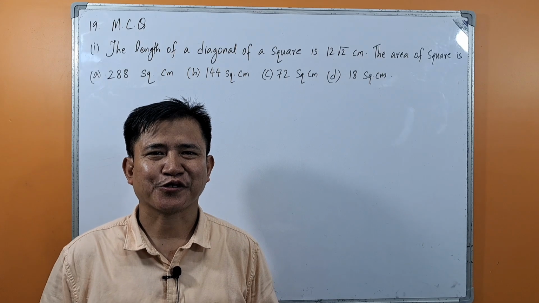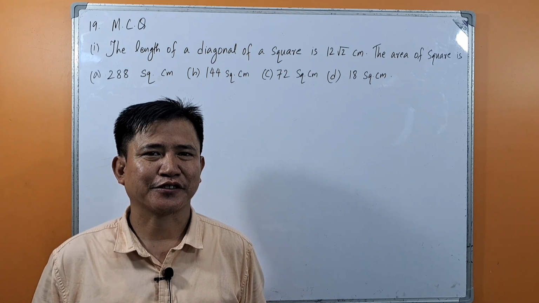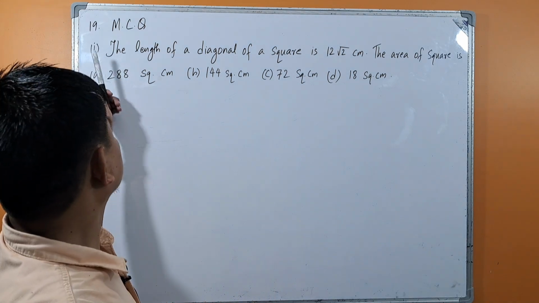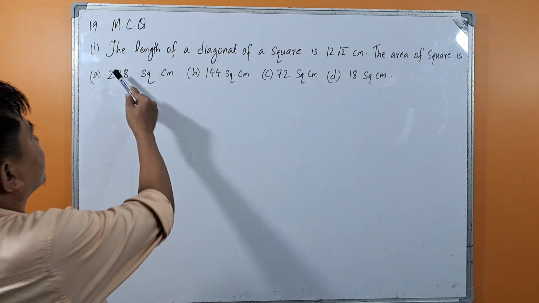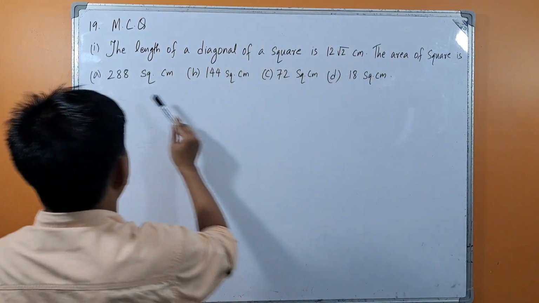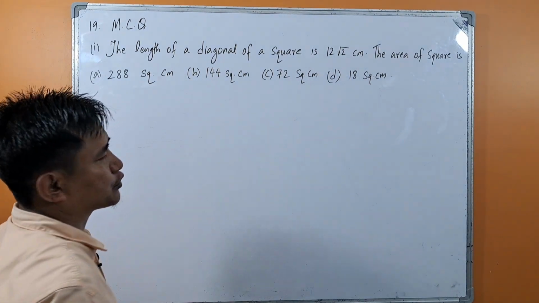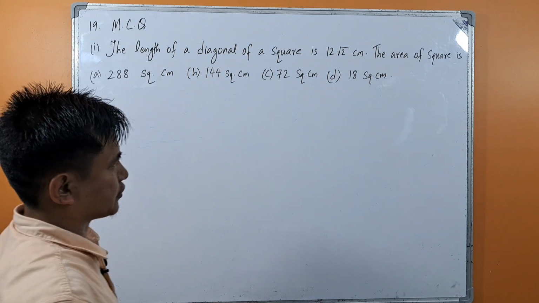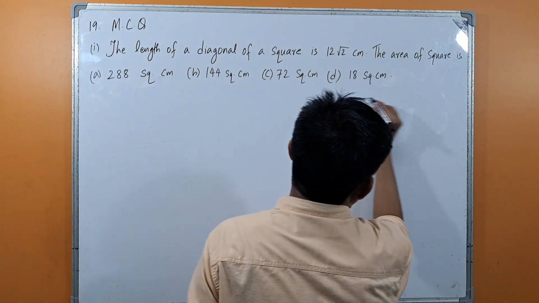Hello students, let us do question number 19, MCQ of chapter 15.1. Okay, this is question number 1 of 19. The length of diagonal of a square is 12 root 2 centimeter. The area of square is, so we are given 4 options. We are asked to choose the correct from these 4 options. Okay, let us first understand this question.